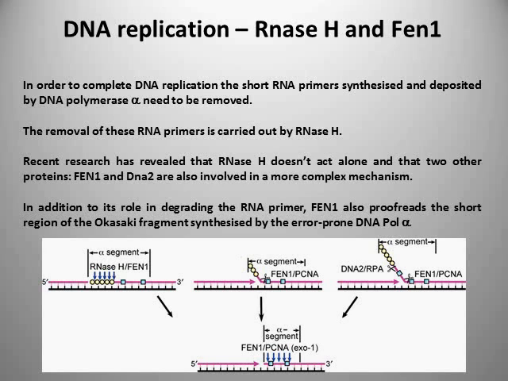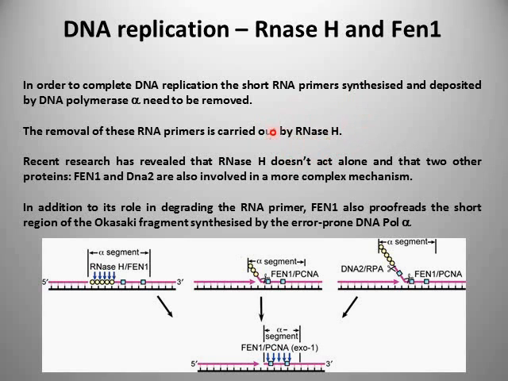Well, one of the issues that you have when you finish replication on the lagging strand is that you're left with lots and lots of short RNA primers which have been synthesized and deposited by the primase enzyme in order to form these primer template substrate structures which are needed for the DNA polymerases to be recruited. Now, you can't just leave these RNA primers present in the DNA molecule, because RNA is a lot more unstable than DNA. They need to be removed and replaced by DNA nucleotides. So how does that happen?